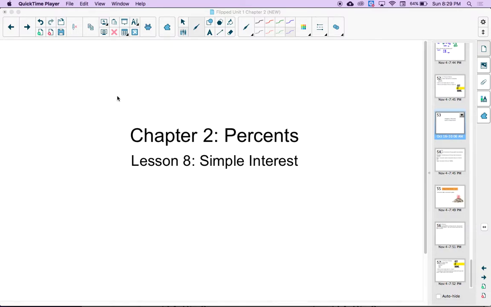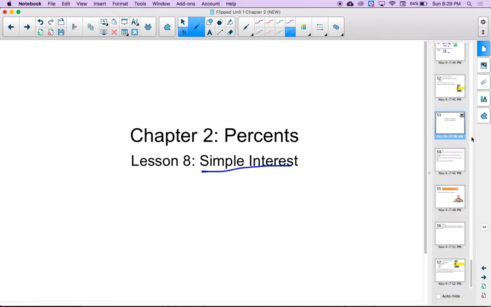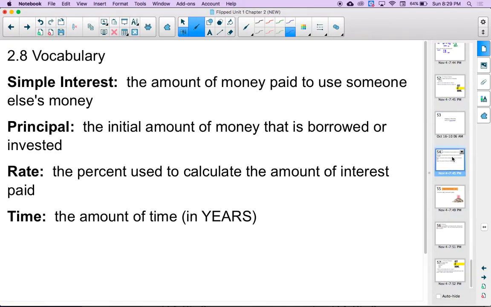This is our last lesson in Chapter 2. This is Lesson 8. It's all about simple interest. And simple interest might be a new idea for you, or it might be something you're slightly familiar with. Either way, we're going to talk about it and hopefully help it make sense to you.